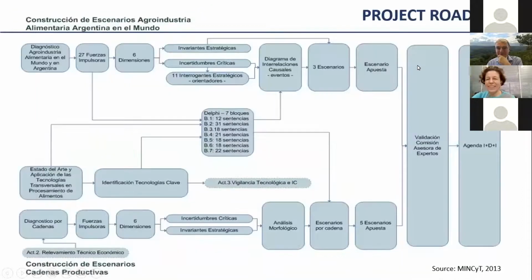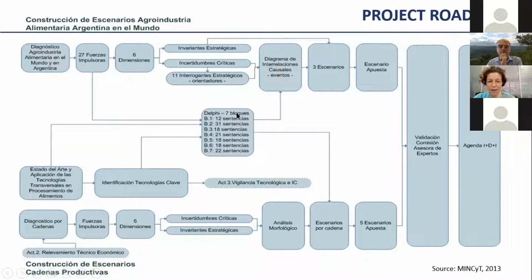Okay, this is one graphical, like a planning of how the project was developed. In the diagnosis, the first part, we identified 27 driving forces, like drivers, or certain variables, in six dimensions. And in critical uncertainty, we applied and developed the Delphi exercise, the central part.